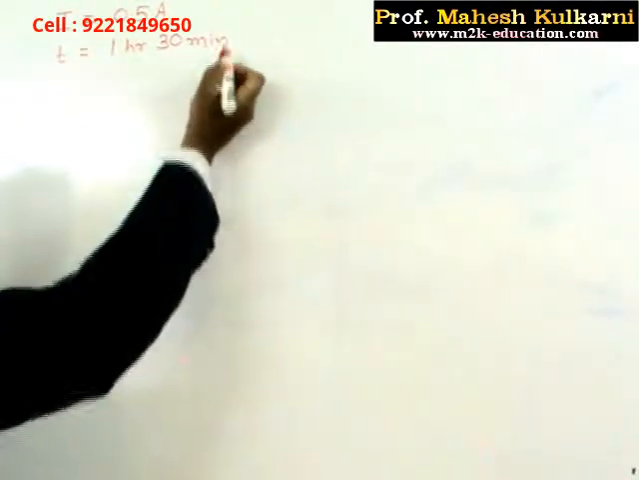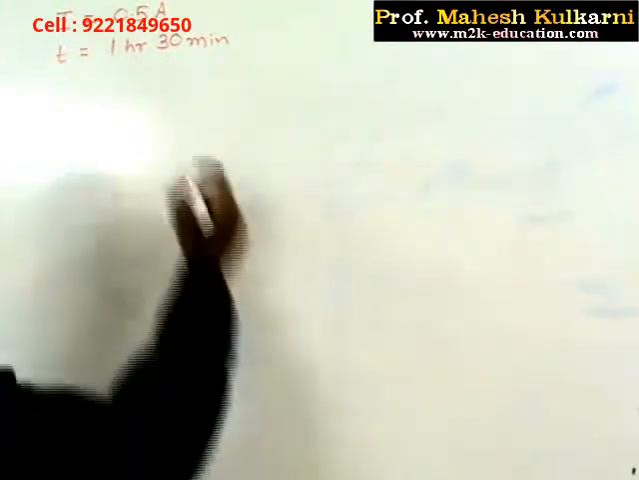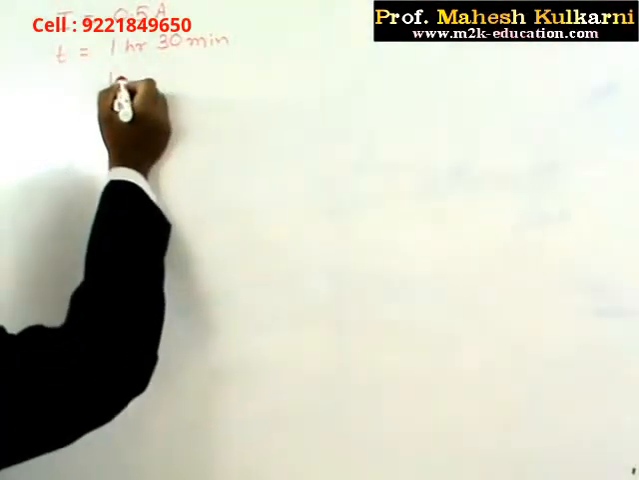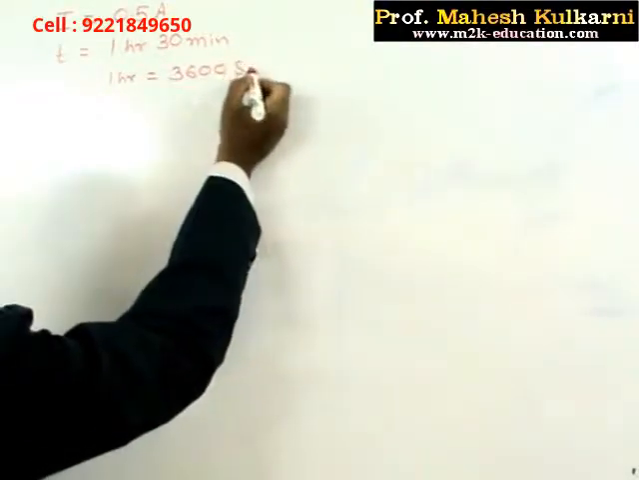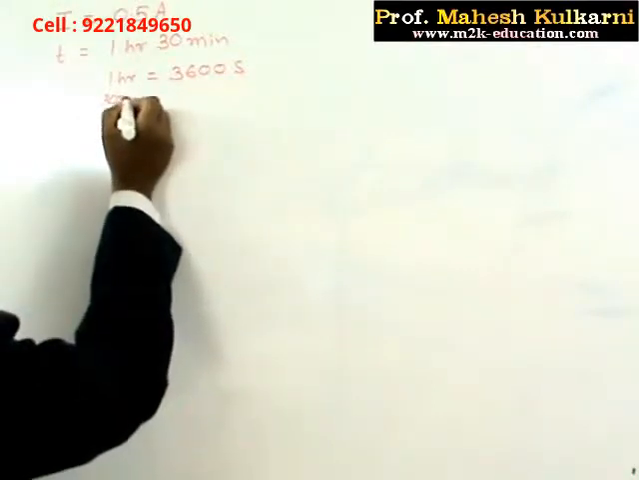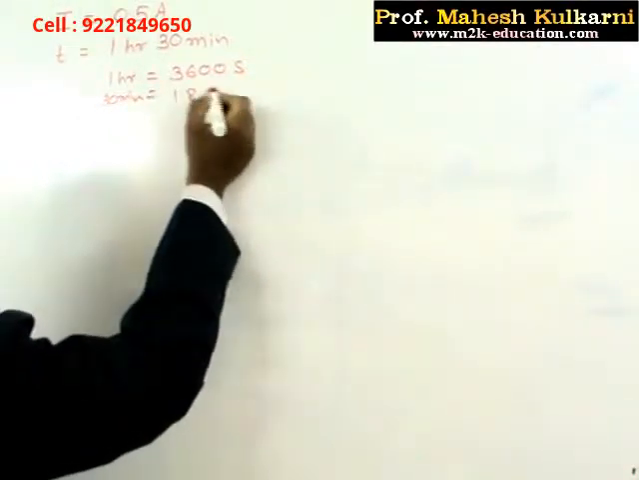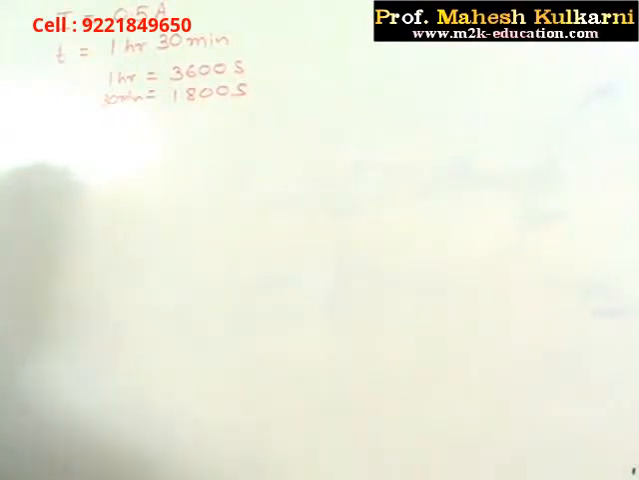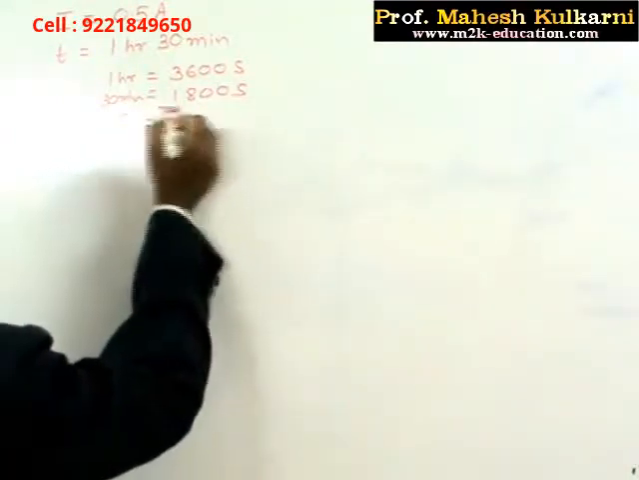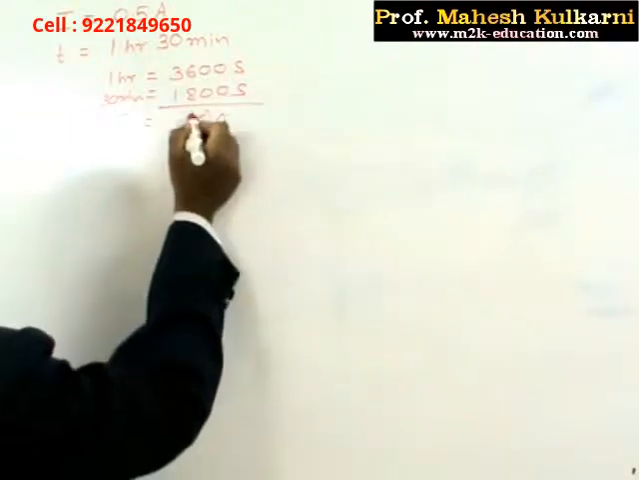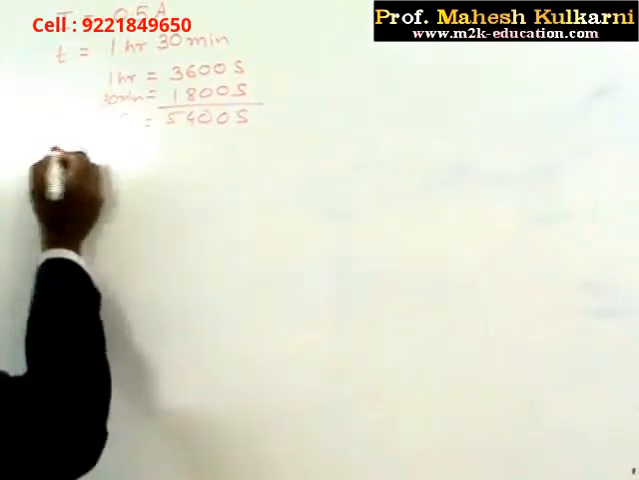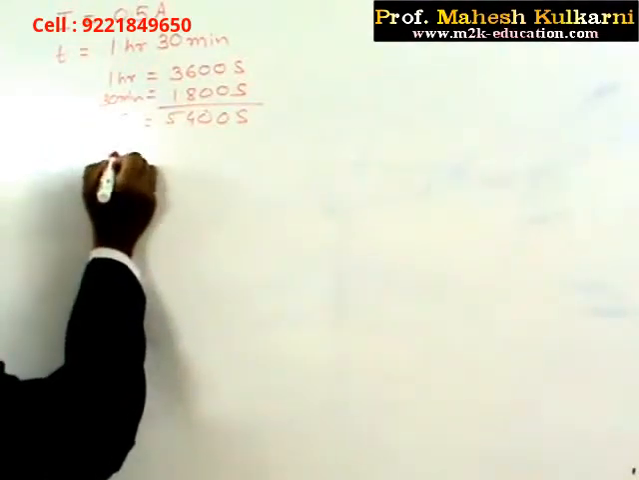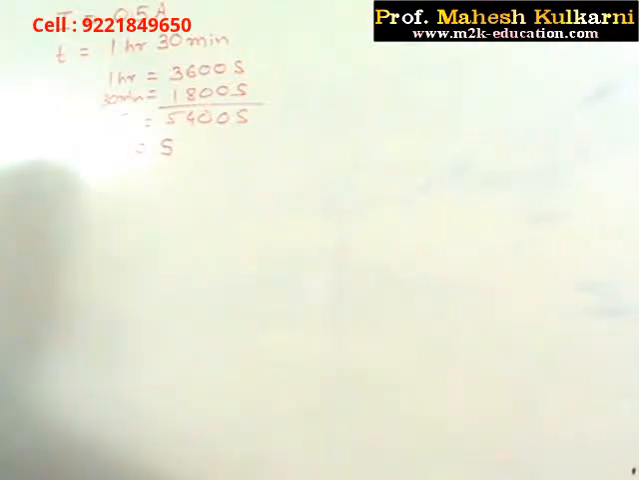So it is a prolonged process, but I am not interested in this 1 hour and 30 minutes. So I have to convert this into seconds. So 1 hour, that is equal to 3600 seconds, and 30 minutes, that is equal to 1800 seconds. So the total amount of seconds, that is equal to 5400 seconds. Therefore, now I can write down T as 5400 seconds.